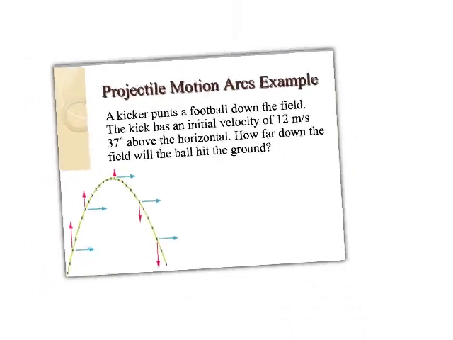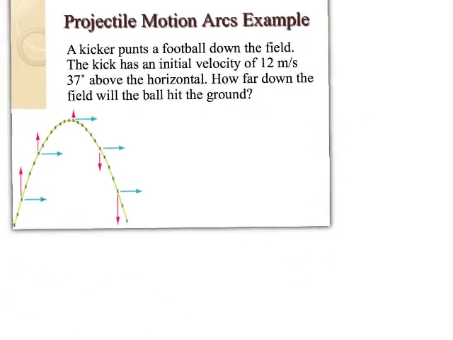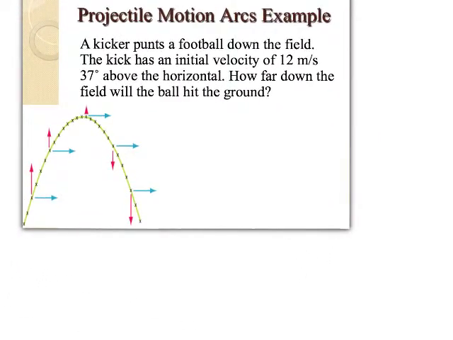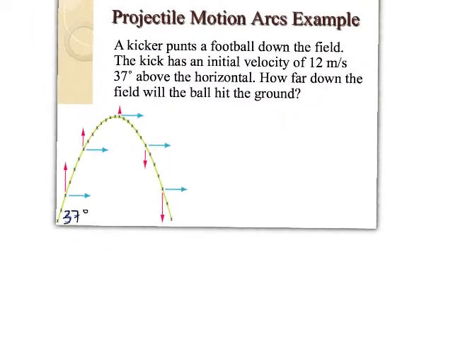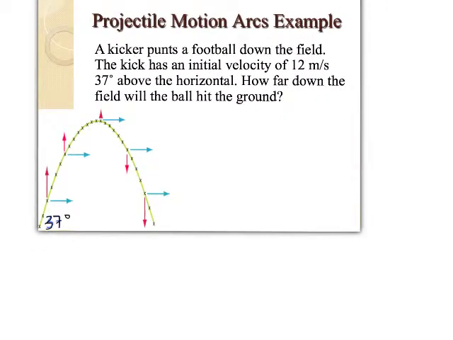Football is a great time to see projectile motion with an angle. Here we have a kicker punts a football down the field. The kick has an initial velocity of 12 meters per second, 37 degrees above the horizontal. How far down the field will the ball hit the ground? So, our angle is 37 degrees. All right. Now, the initial velocity, let's scoot this over so we have some room to see it, is 12 meters per second.